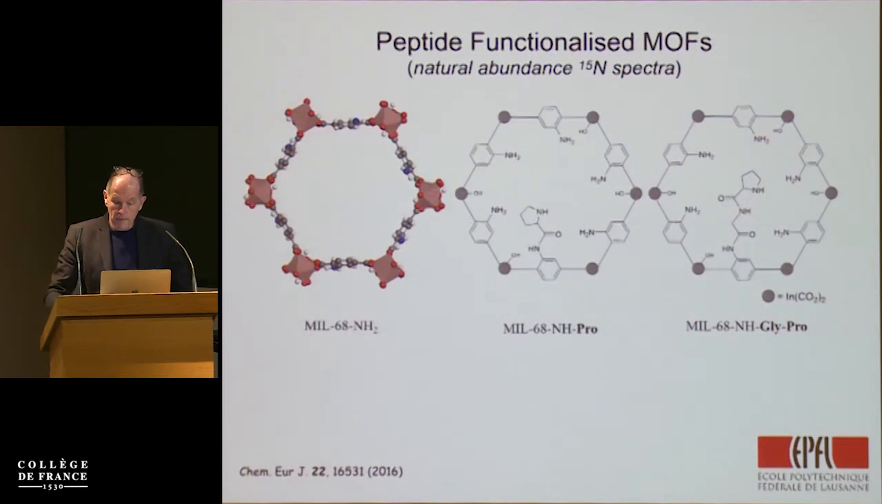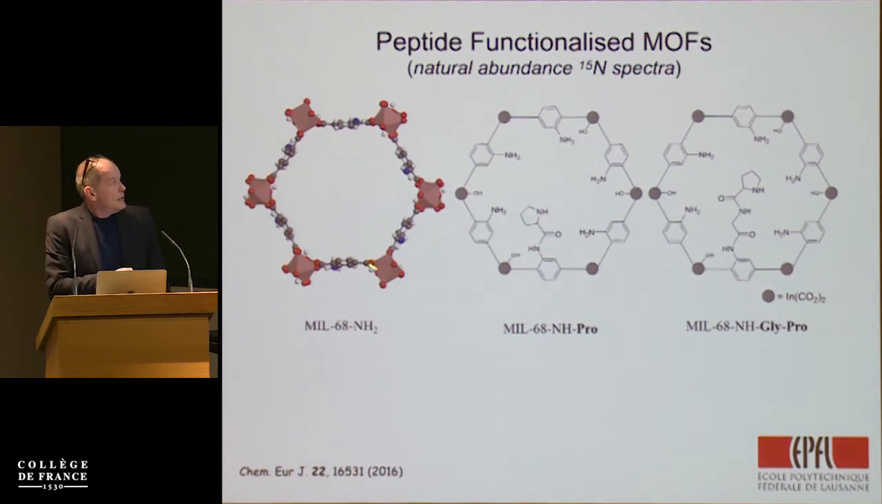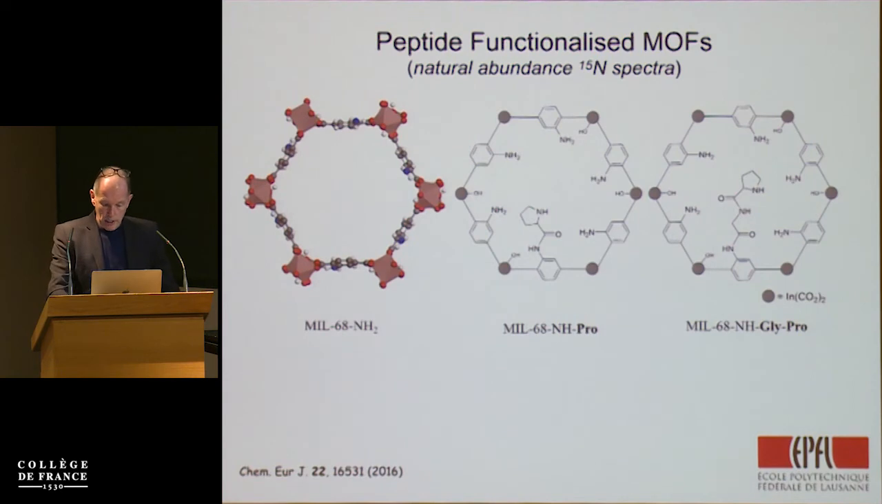Let me give you an example in the things that are of interest to you very quickly. This, again, is a metal organic framework, and this was done with Carolyn and David. And the idea here is that they were interested in determining the nature of functionalized MOFs, here the peptide functionalized MOFs, and, for example, a proline functionalized MOF as compared to a glypro functionalized MOF. And, of course, you could ask them why they're interested in this.